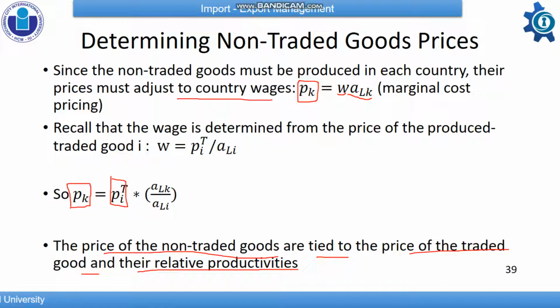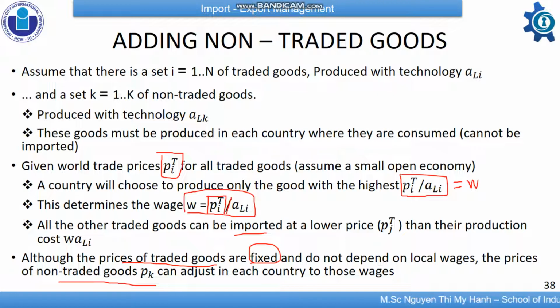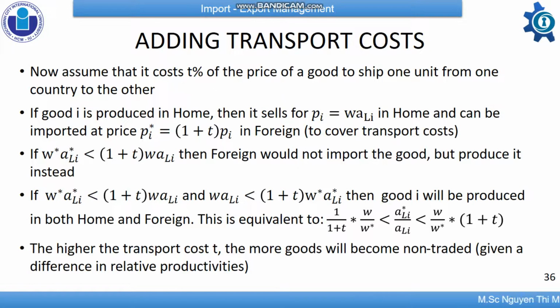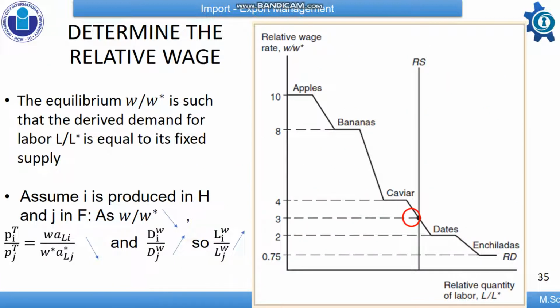So far we have already seen how two countries trade, what kind of products they trade, and when they will trade, when we also consider non-traded goods and transportation cost. In the next video, I will have you solve some numerical examples, so that you can understand more how to determine the trading.